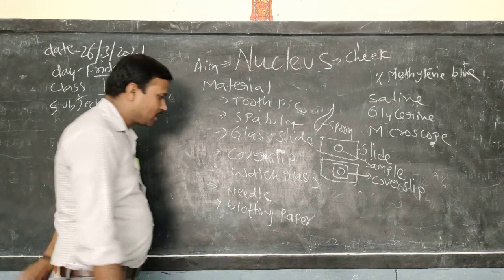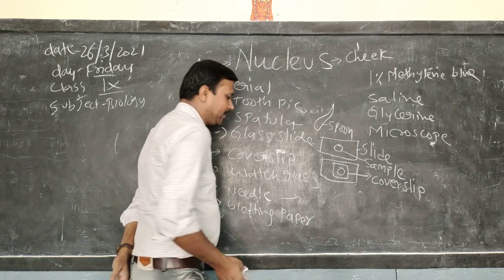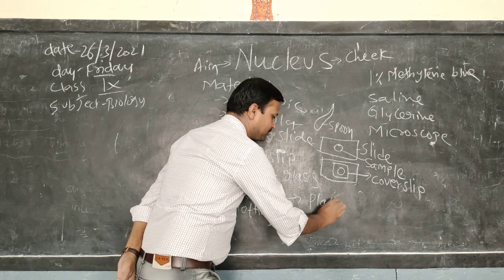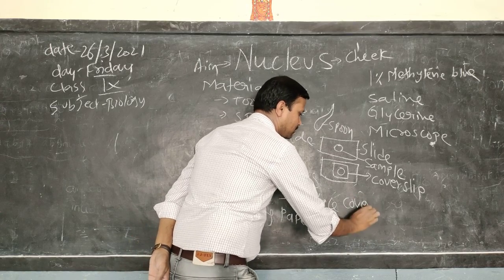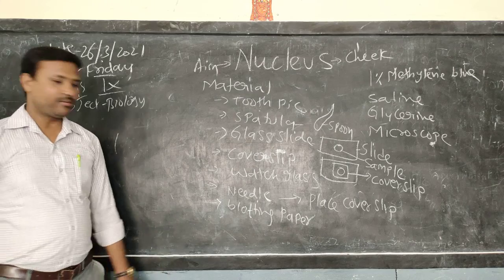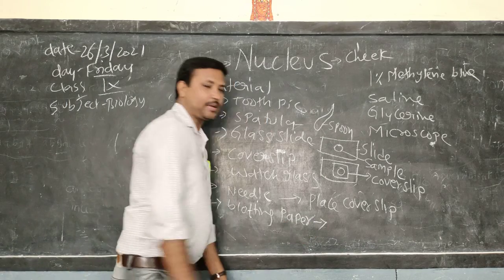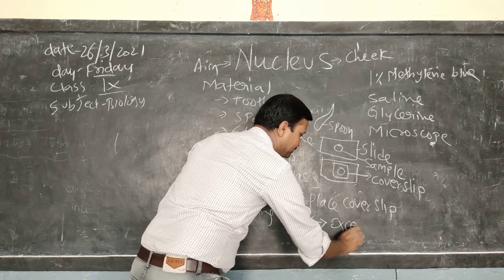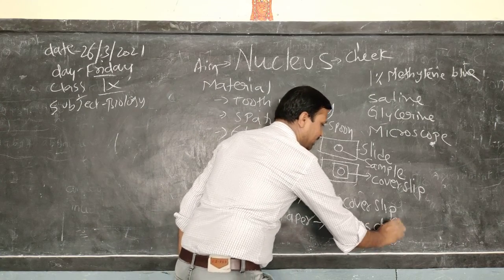Next, the needle. Why do we require the needle? The needle is required to place the cover slip. Next, blotting paper. Why do we require blotting paper? Blotting paper is very much required to collect the excess of glycerin.